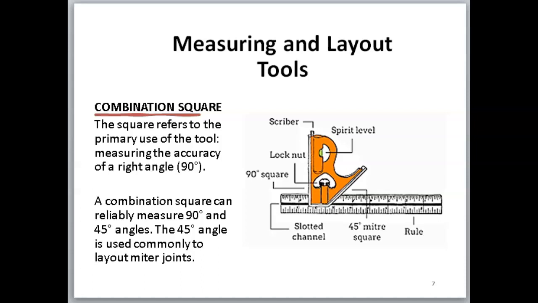And as we can see by the diagram shown, we are seeing the scriber, the spirit level attached to the head, lock nut, and also an attachment to the head, a 90-degree square, the slotted channel on the rule that allows the head to move, and there's a 45-degree miter square section that is also designed with the head to help the user to establish 45-degree angles.